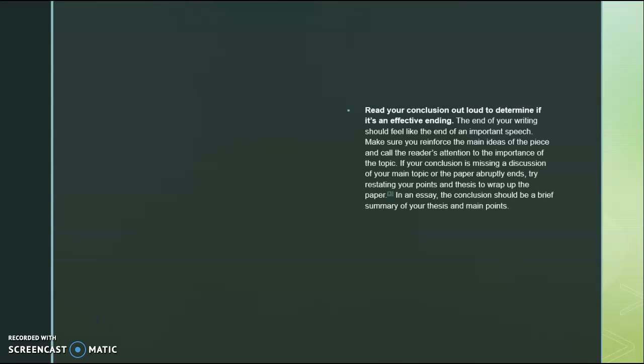Read your conclusion out loud to determine if it has an effective ending. The ending of your writing should feel like the end of an important speech. Make sure you're reinforcing the main ideas of the piece and call the reader's attention to the importance of the topic. If your conclusion is missing a discussion of the main topic of the paper, try to restate your points and thesis to wrap up the paper. In an essay, the conclusion should be a brief summary of your thesis and main points. The conclusion of a blog might be a call to attention or a request of input from the readers.